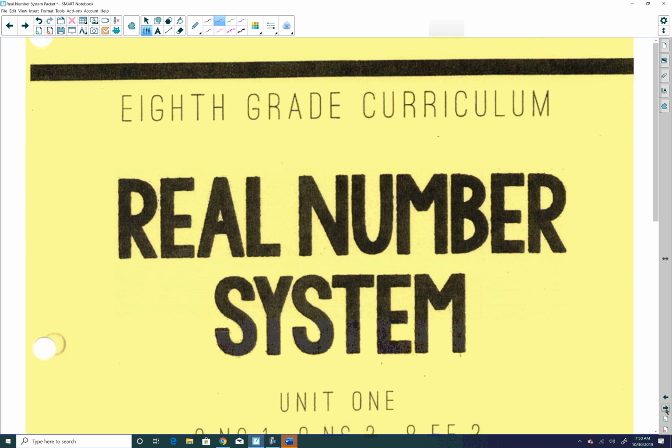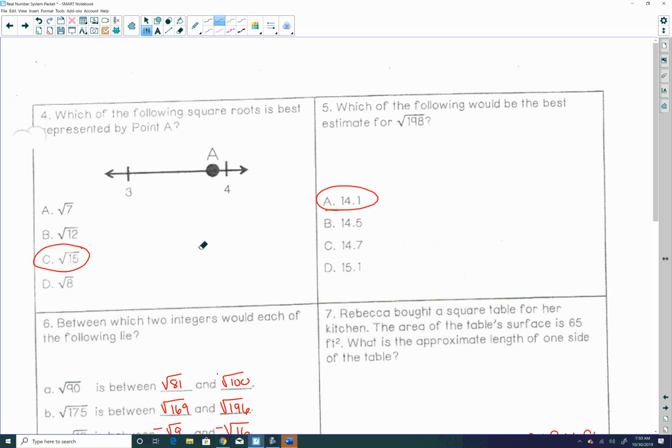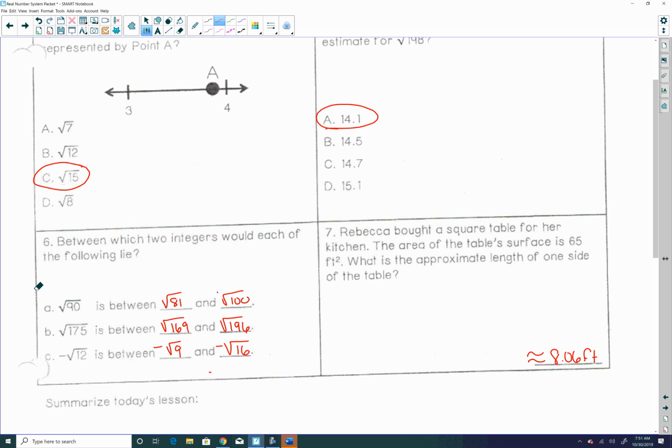Open your packet to page 47. The answer to number 4 is the square root of 15. Number 5, the answer would be A, 14.1. Number 6, you know what? I just glanced at the directions. It says which two integers, and I answered with which two perfect squares it would fall between.